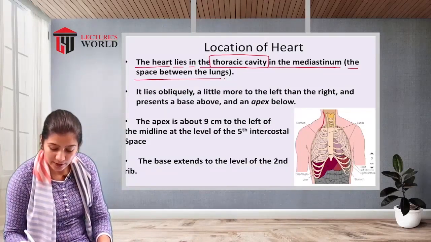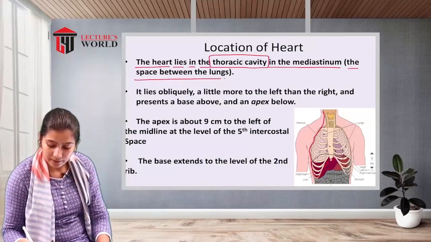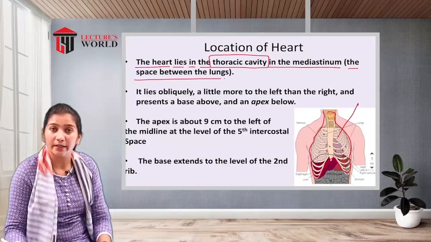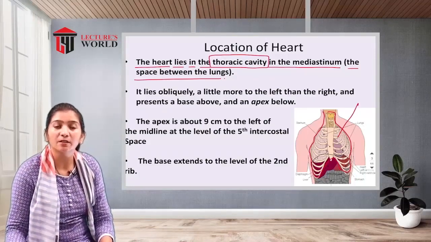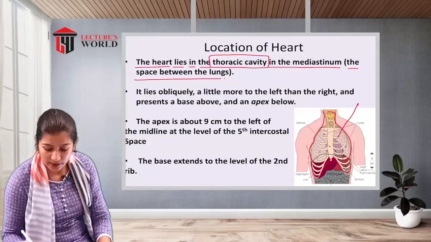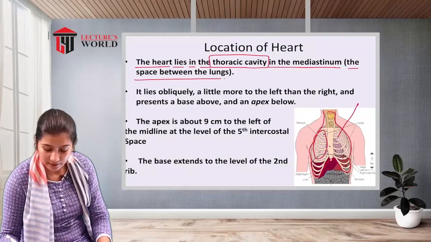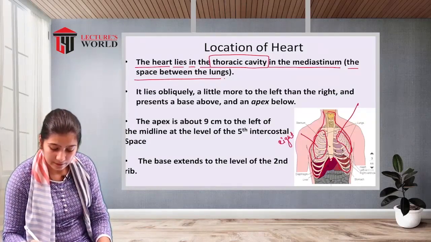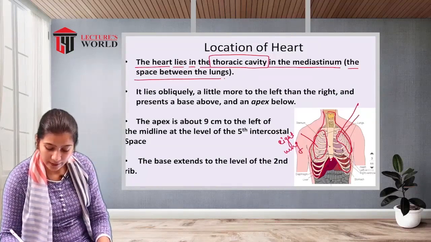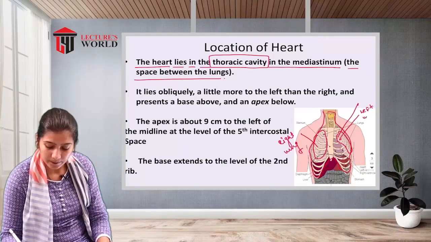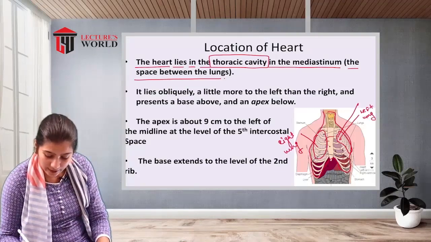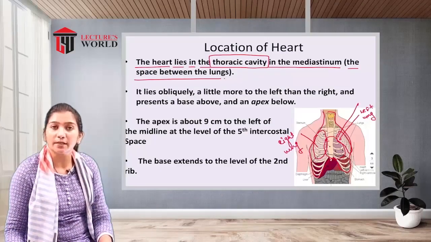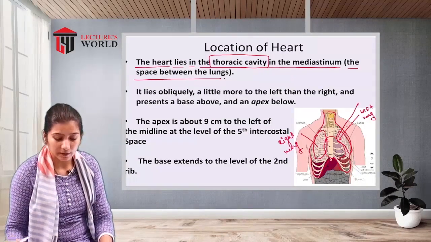Here the rib-like structure you are seeing is the thoracic cavity. The location of the heart is between the two lungs. You can see over here, this is the right lung and this side is the left lung, and the heart is over here. So the heart is present in the thoracic cavity between the two lungs.